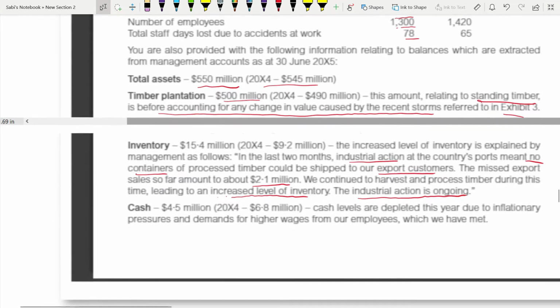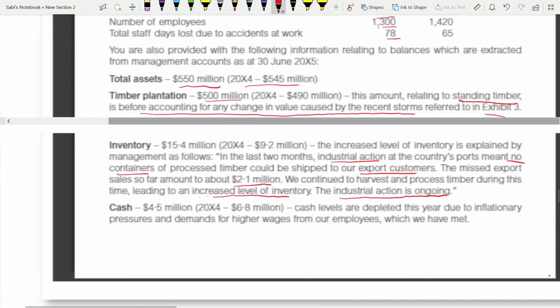Cash, if you see, declined from 6.8 to 4.5, it's not good. Cash levels are depleted this year due to inflationary pressure and demands for higher wages from our employees, which we have met.